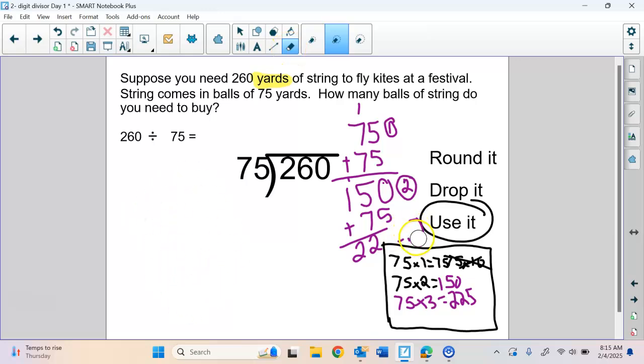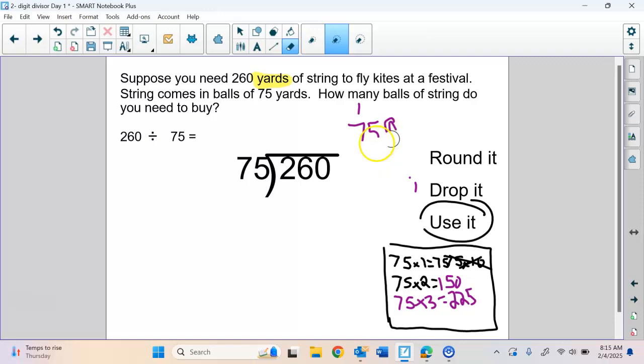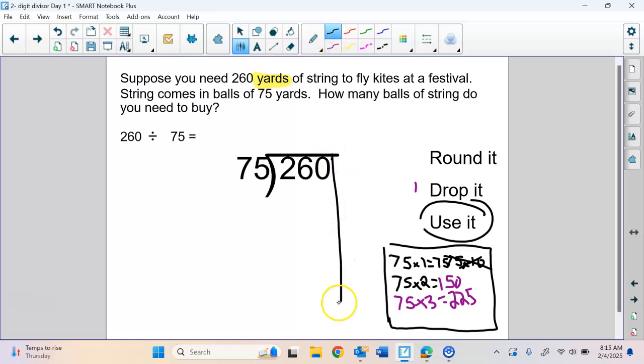I'm going to get rid of all of this to get it out of the way, since I didn't have my two separate things. This is kind of a point of why you need that separate whiteboard and line paper when we get into these bigger divisors. So we are going to use 75 times 3, which is 225. And we're going to subtract.